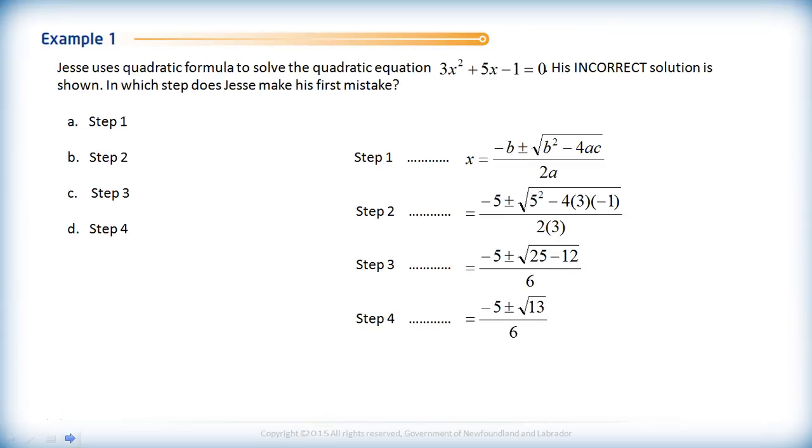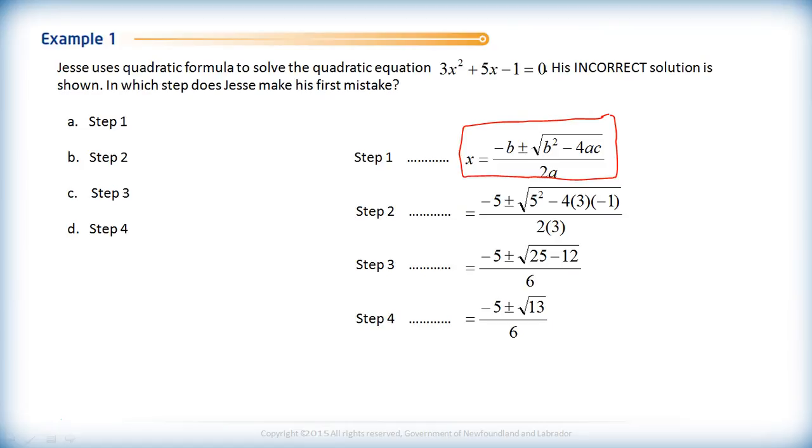Well, it's too bad Jesse made a mistake, but let's see if we can figure out where he may have gone wrong here. Step 1. Well, I don't think there's much chance, if Jesse is in the course and he has the formula sheet, that he's going to go wrong in step 1, because it looks like he just wrote out the formula. And that's a good way to start. And it is negative b plus or minus square root b squared minus 4ac all over 2a. Yeah, that's right.